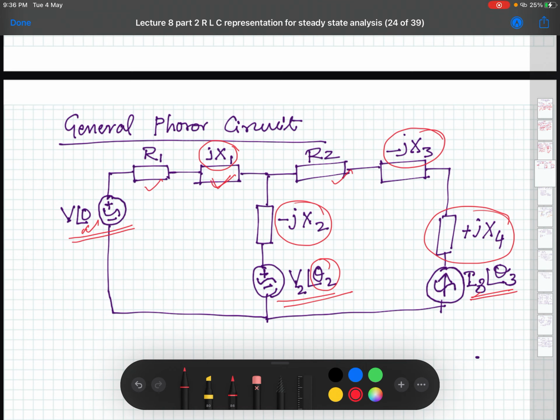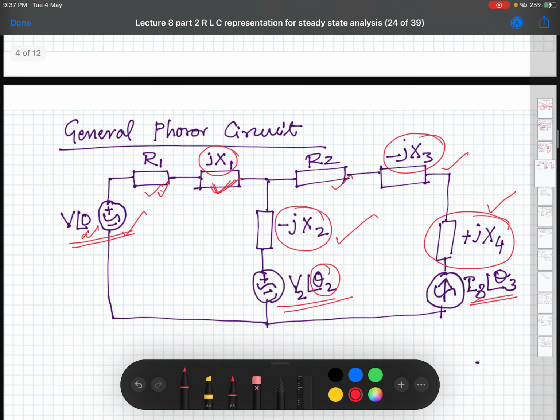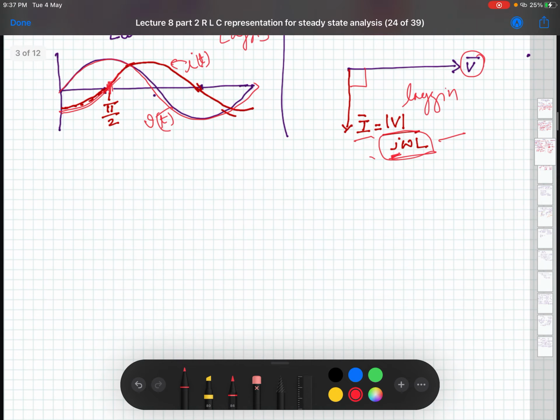So it appears that we can represent this circuit. Of course, the elements are now complex, that is R, here it is real part and this is imaginary, and this is having an imaginary value with them. Okay, so these are phasors. So this is a general phasor circuit which we are going to have if we use the representation of sources in phasor form and R and X in phasor form.